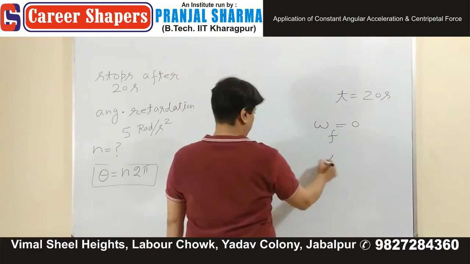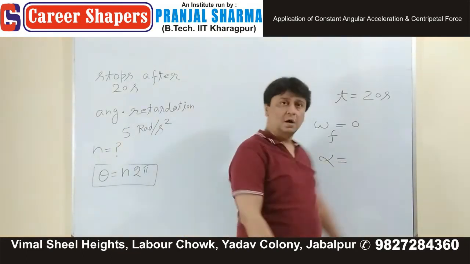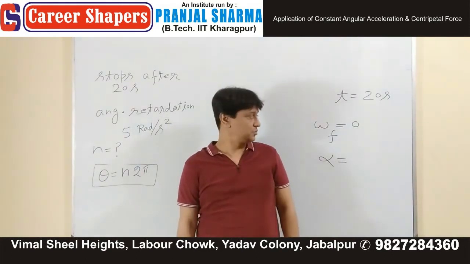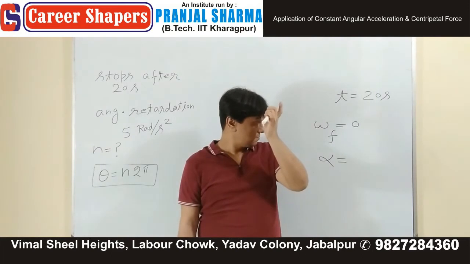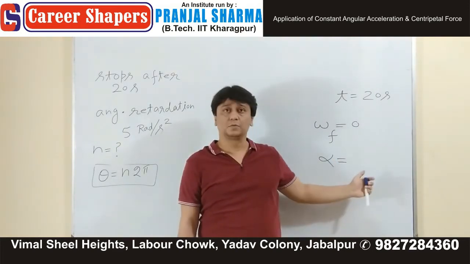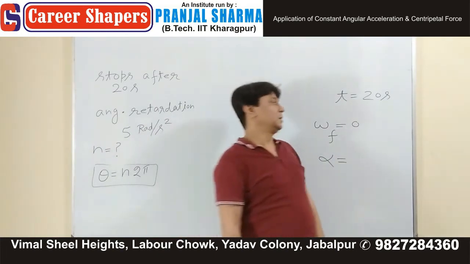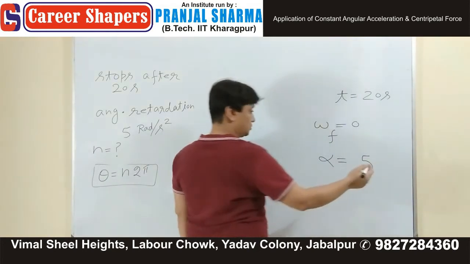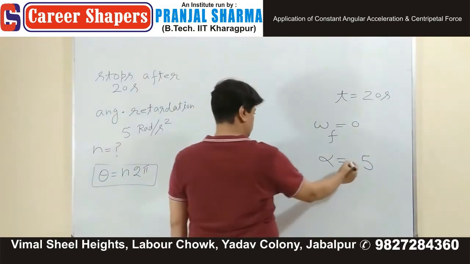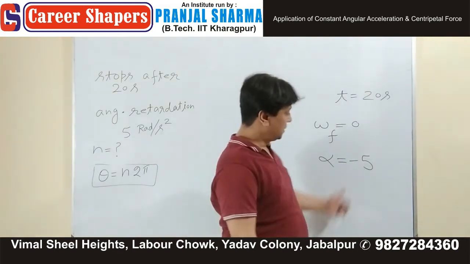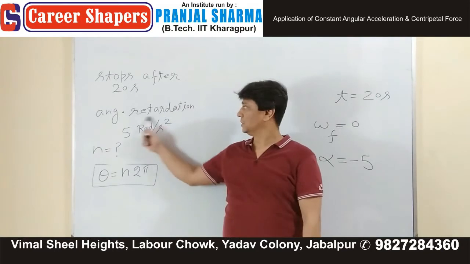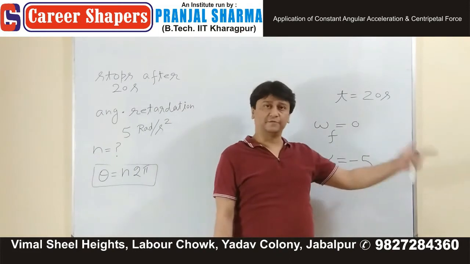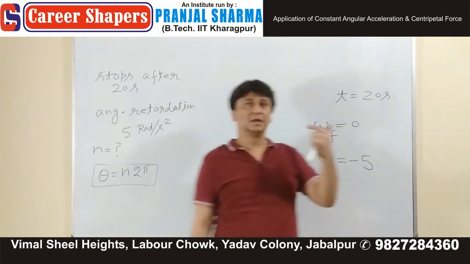And angular retardation alpha. What's the value of alpha? Write down in the comment box fast. What's the value of alpha for this question? Stops. What is alpha? This much time is sufficient. I'm asking just to check whether you use the negative sign or not. Alpha is what? -5. Retardation. When you switch it on, alpha will be positive. You switch the fan off and therefore alpha is coming what? Negative.